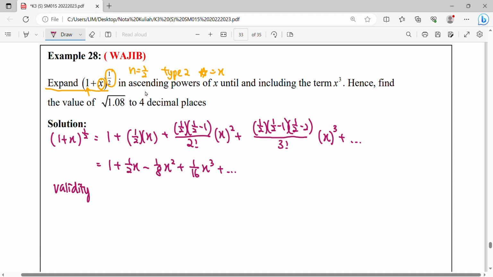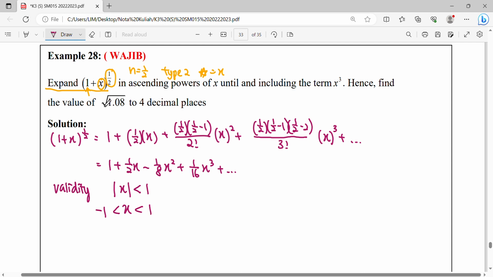So the validity for this expansion will be modulus of x less than 1. Solving this modulus, we open the modulus. So the x value that is acceptable for this expansion will be within -1 and 1.